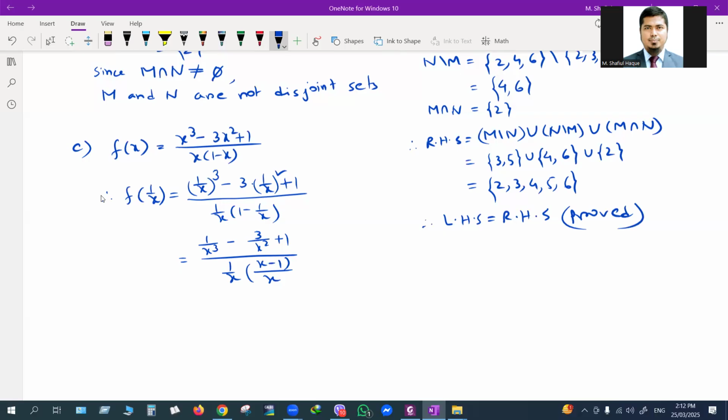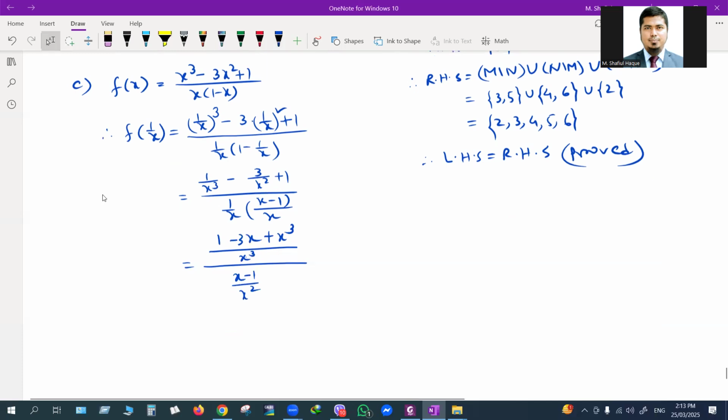x into 1 is x, and x divided by x is 1, 1 into minus 1 is minus 1. In the numerator, we'll take the LCM of the denominators of the fractions in the numerator. LCM of x cube, x square, and 1 is x cube. X cube divided by x cube is 1, so 1. Then x cube divided by x square is x, x into minus 3 is minus 3x. Then x cube divided by 1 is x cube. Now, in the denominator, we have x minus 1 divided by x squared.